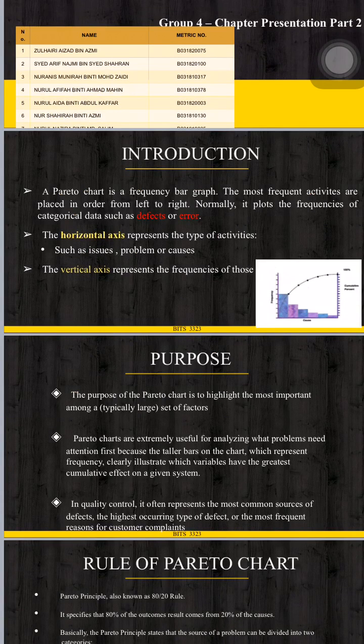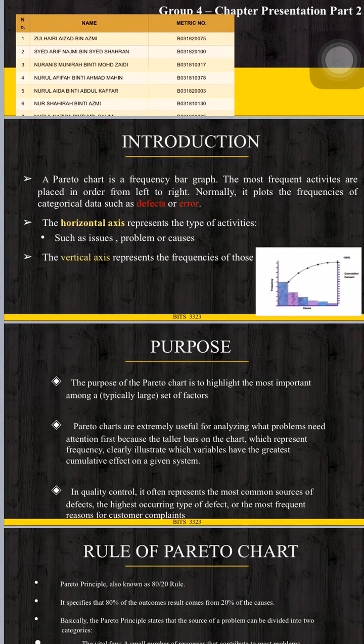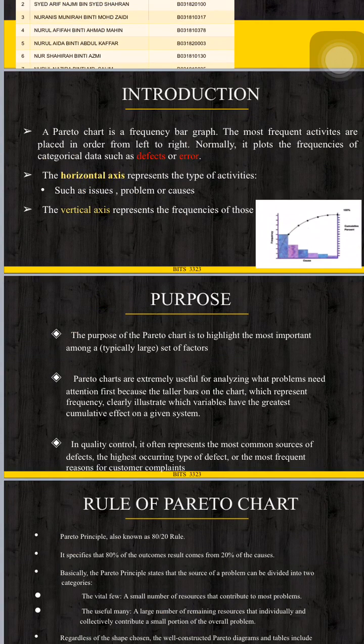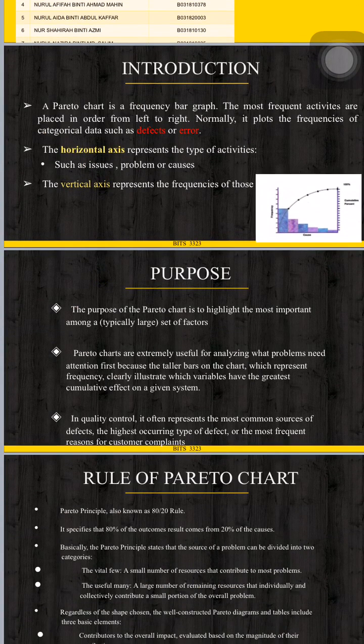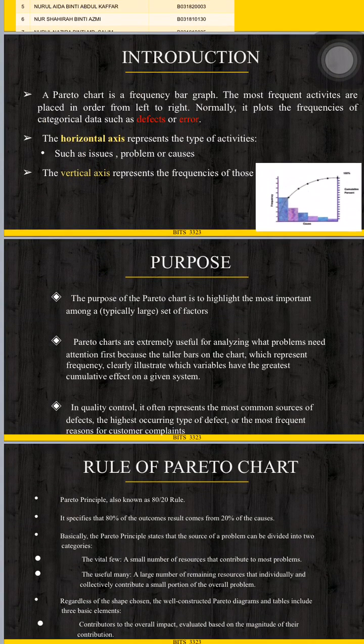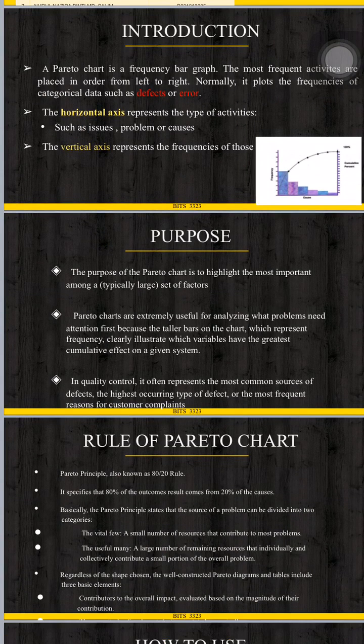As for the purpose, the Pareto chart is to highlight the most important among a typically large set of factors. Pareto charts are extremely useful for analyzing what problem needs attention first because the taller bars on the chart, which represent frequency, clearly illustrate which variables have the greatest cumulative effect on the given system. In quality control, it often represents the most common source of defect, the highest occurring type of defect, or the most frequent reason for customer complaints.